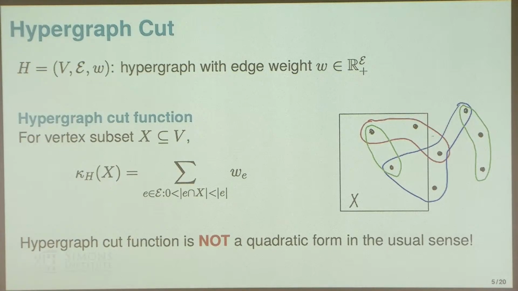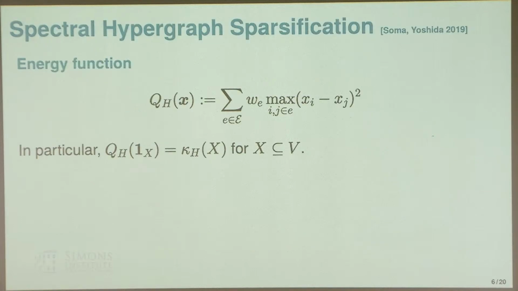Yeah, so the graph cut function can be written as a quadratic form of a matrix. So we can do some linear algebra there. But here it is not a quadratic form of a matrix, so that causes a lot of issues. But we can think about a quadratic-form-like function. So this is the quadratic form for hypergraph H.